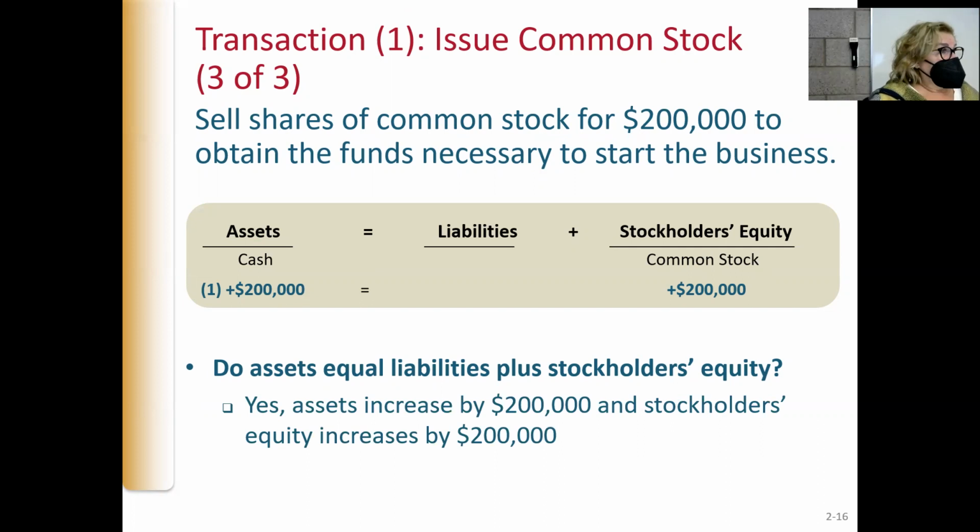Do you see our assets went up? But then on the other side of the equation, our stockholders' equity went up. So do we still balance? We still balance, don't we?